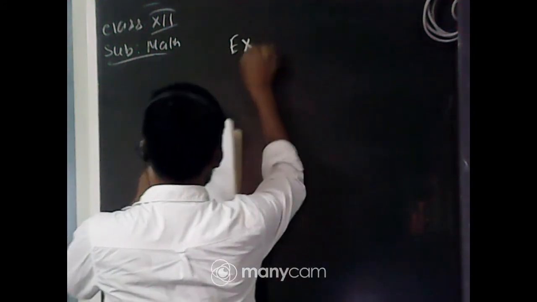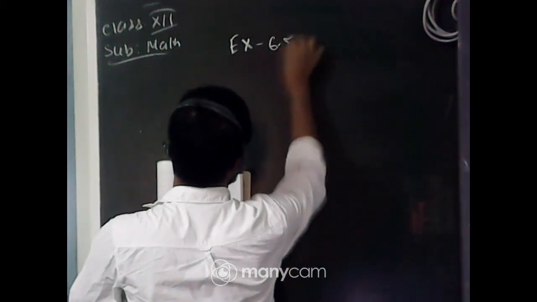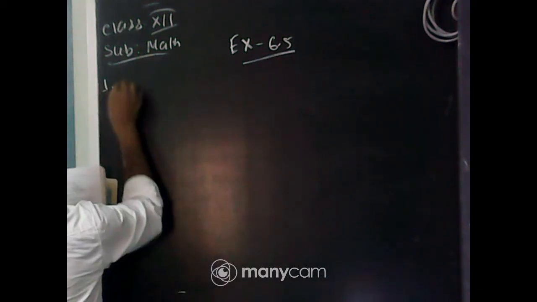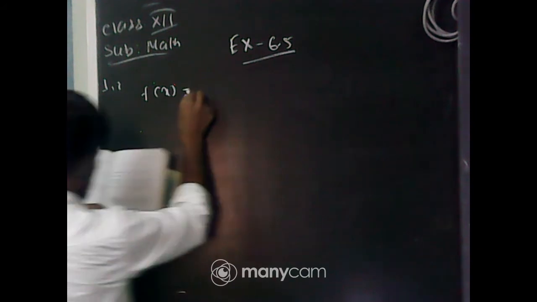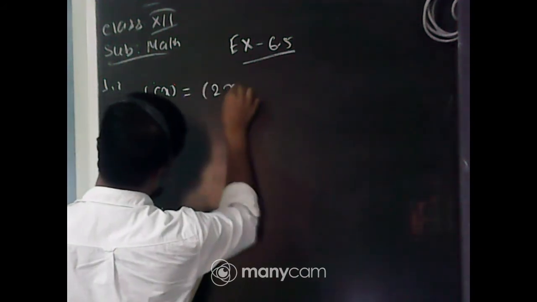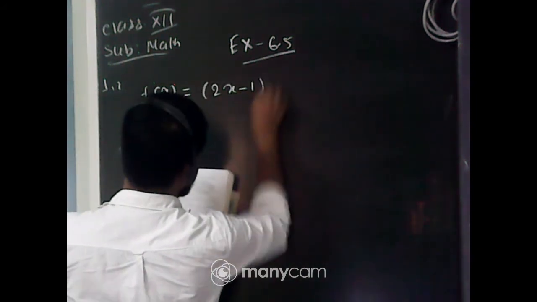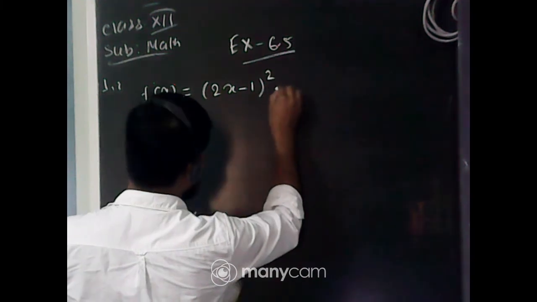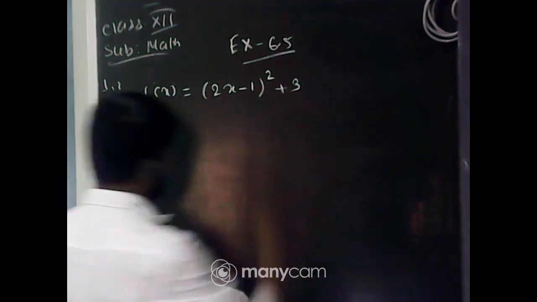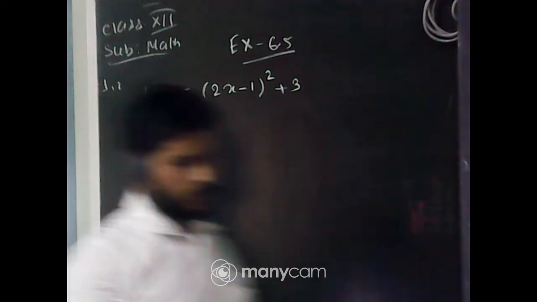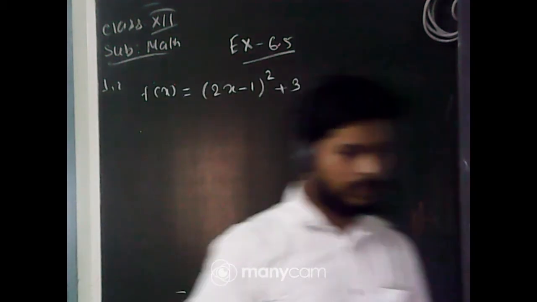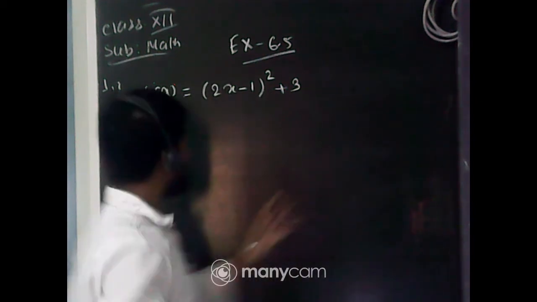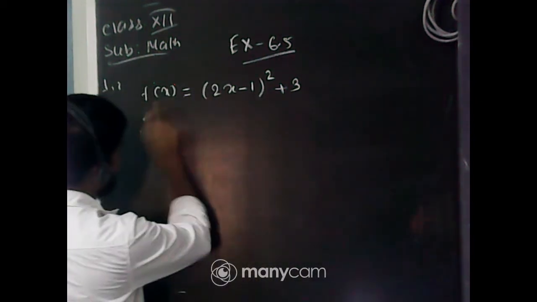So exercise number 6.5 and the question number 1, first question. Now look, here f of x is given as 2x minus 1 whole square plus 3. We have to find the maximum value and the minimum value if they exist. Okay, so first find the derivative of f x.